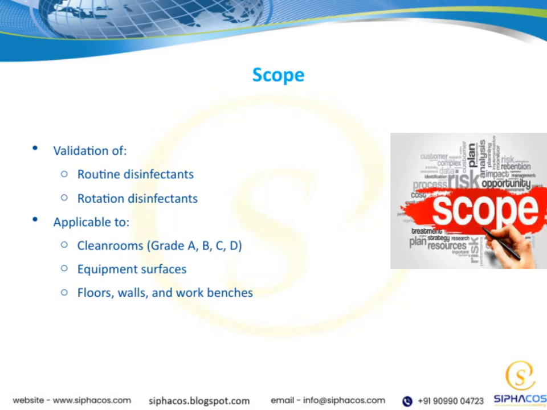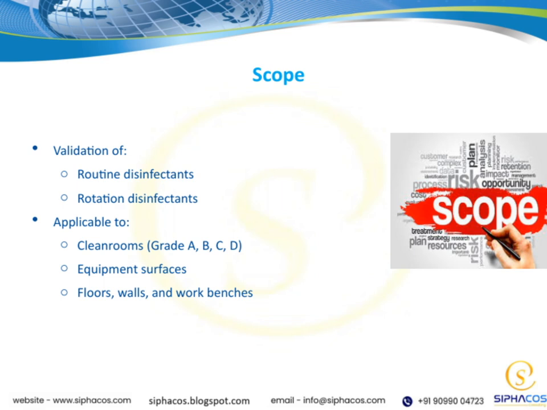Now, let's take a closer look at the scope of our validation process. Here, we're focusing on both routine disinfectants and rotation disinfectants. It's important to validate these disinfectants to ensure they are effective and reliable in maintaining our cleanroom environments. This validation applies across various areas, including all grades of cleanrooms, grades A, B, C, and D, so no matter the cleanliness level, our disinfectants need to perform consistently.